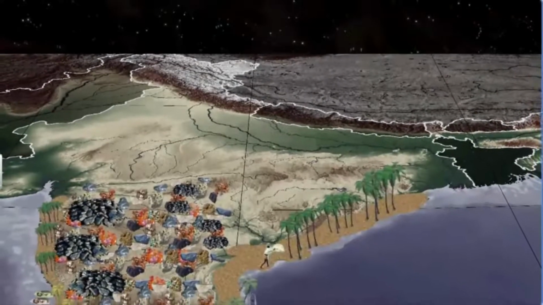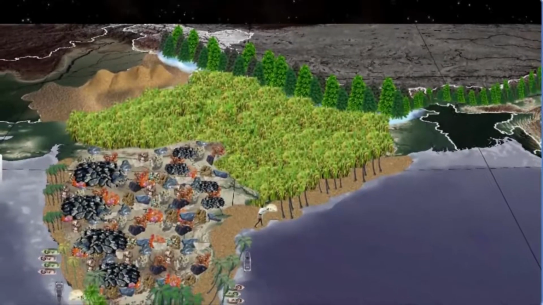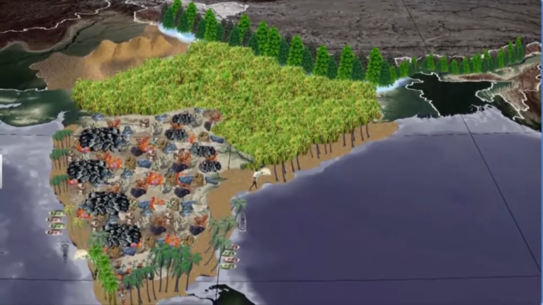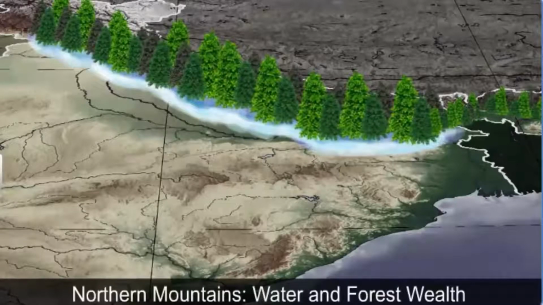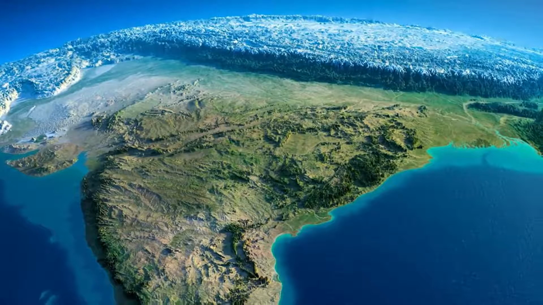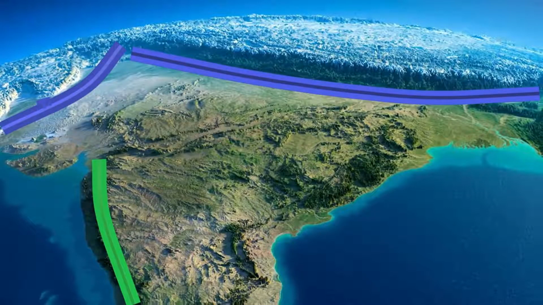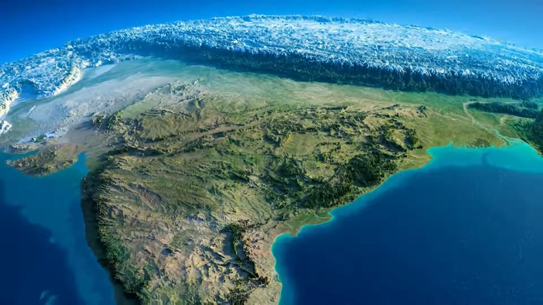Varied physiographic divisions have made our country rich in various resources. The mountains are the major sources of water and forest wealth. Moreover, the Himalayas and the Western Ghats act as windbreaks and bring the much needed rainfall.